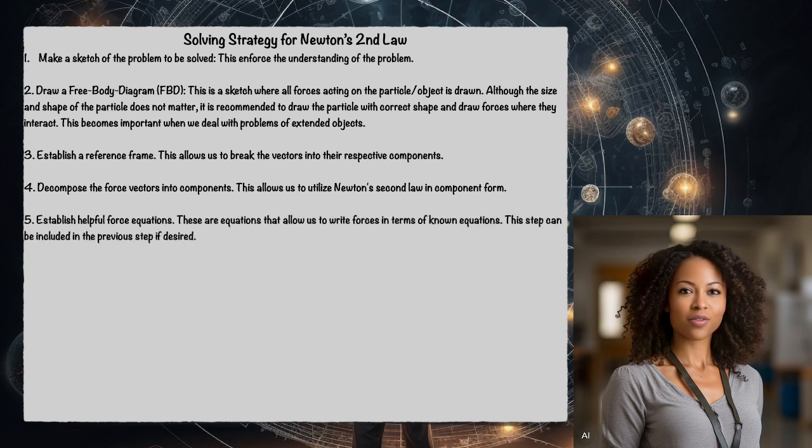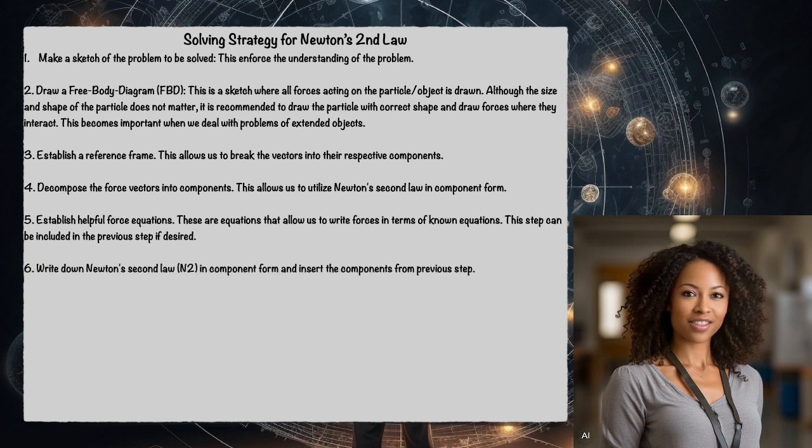Next, apply helpful force equations to express forces in known variables. For example, force of gravity is the mass times acceleration of gravity. Next, write down Newton's second law in its component form. If dealing with a 2D problem, this usually implies writing it in terms of the x and y components.